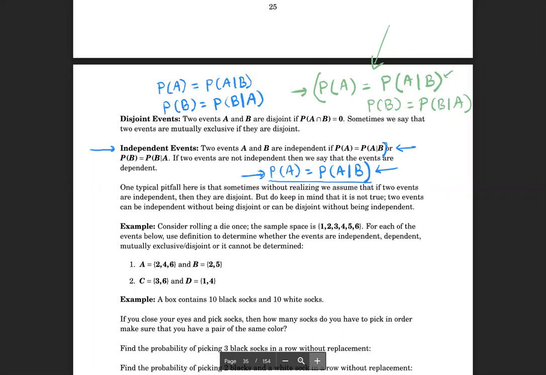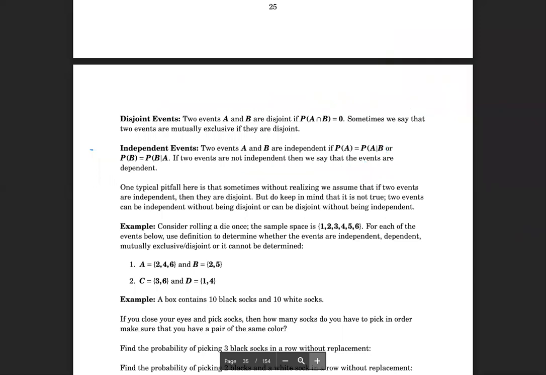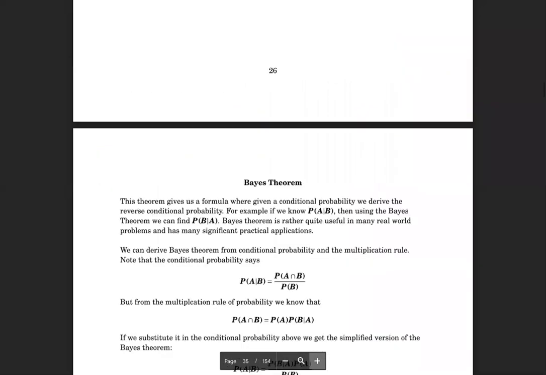Any other questions, anybody? All right, let's move on to our Bayes theorem.